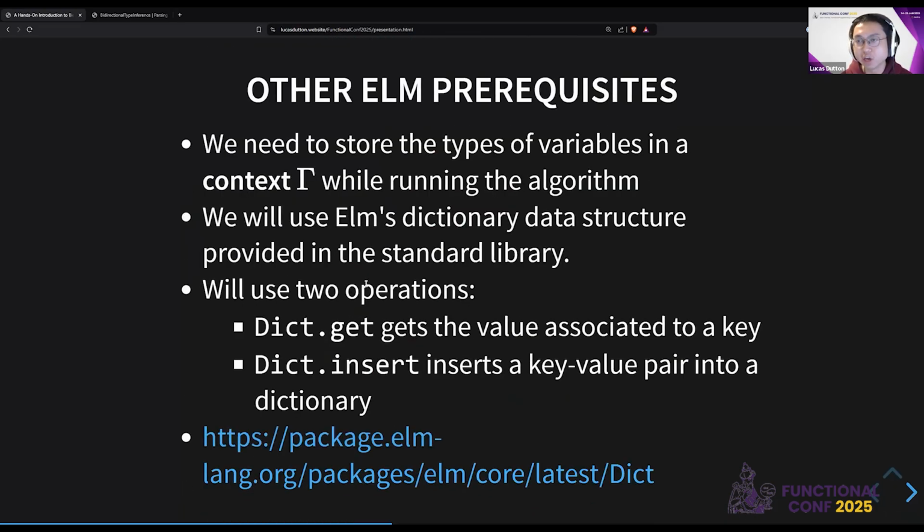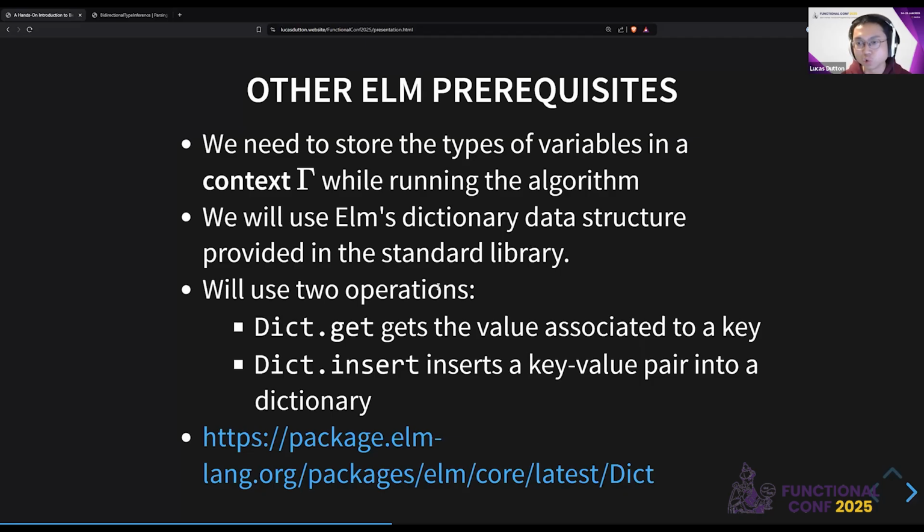So one other Elm prerequisite we need to implement this language is that we need to store the type of our variables inside some context, which we call this gamma symbol here, while we are running our algorithm. So we want a mapping from a variable name to its type. And to do that, we need a dictionary data structure. And we will just use Elm's dictionary, which is provided in the standard library.